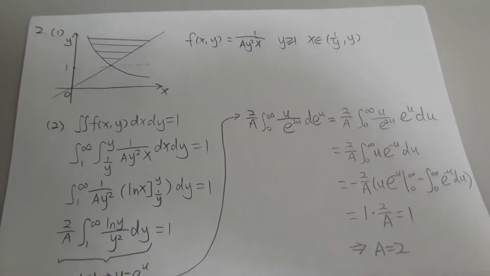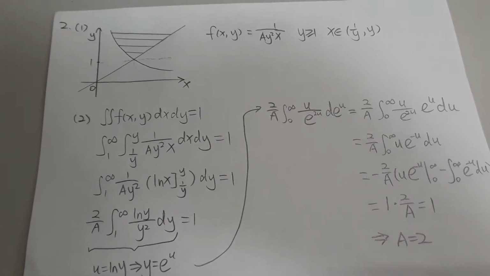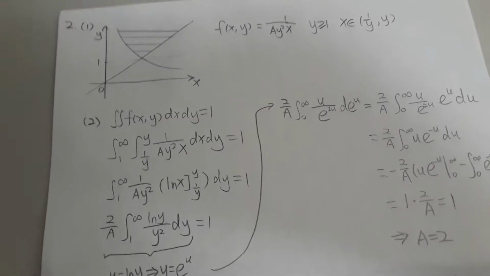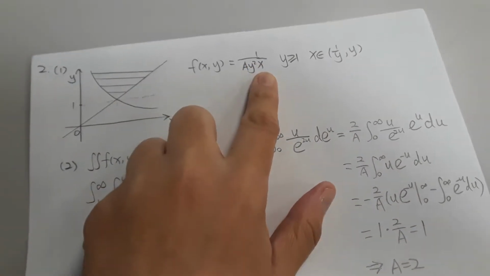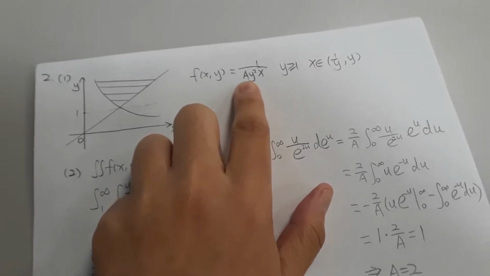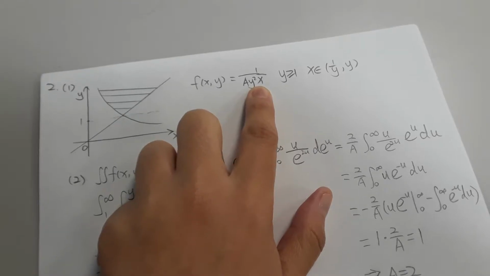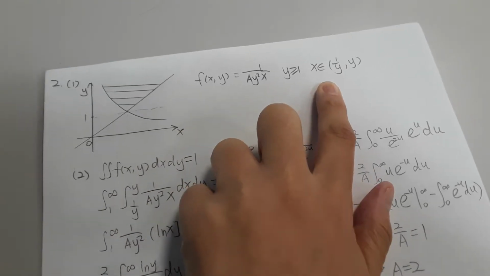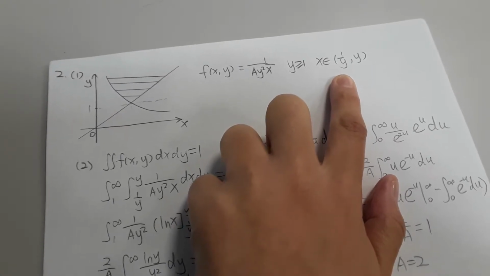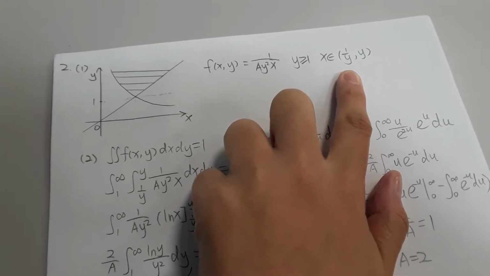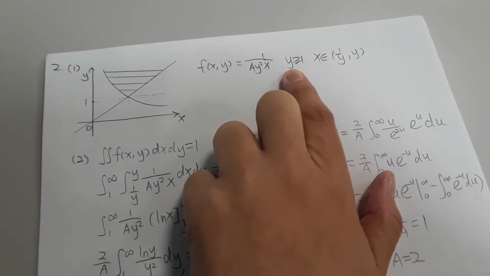Homework 5, Question 2. In this video, I will solve question 2 of homework 5. We have been given that f(x,y) equals 1 divided by (a times y squared times x), and we also know the range of x is larger than 1 over y and less than y, and y is greater than 1.